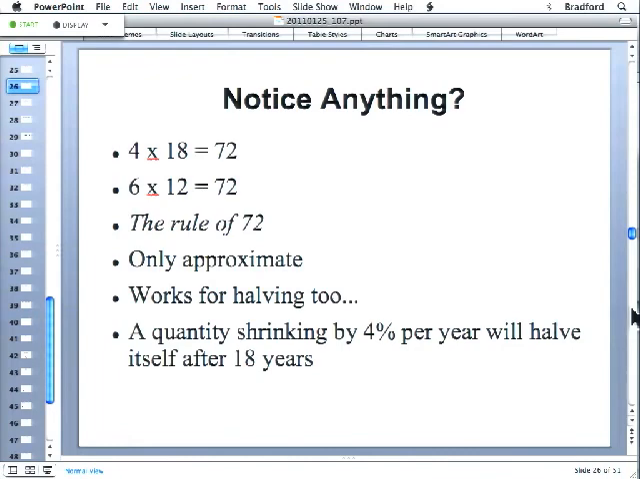So a little bit more complicated. Suppose we have a process growing at 4% per year. How long is it going to take it to octuple? How long is it going to take until it's 8 times as big as it started out as?